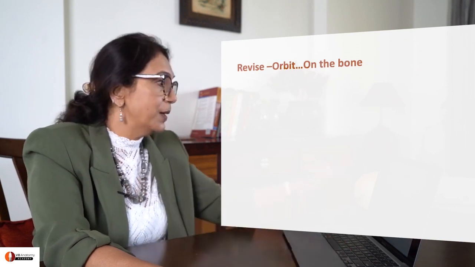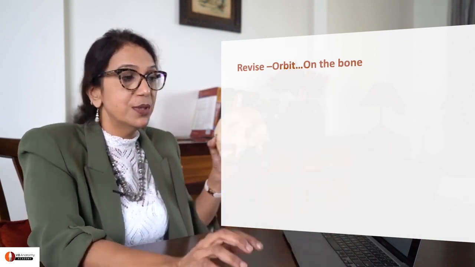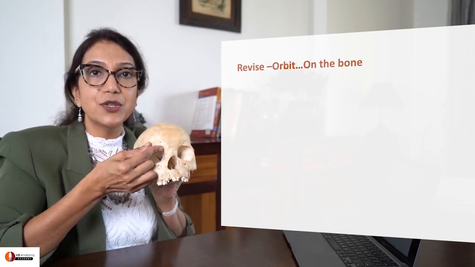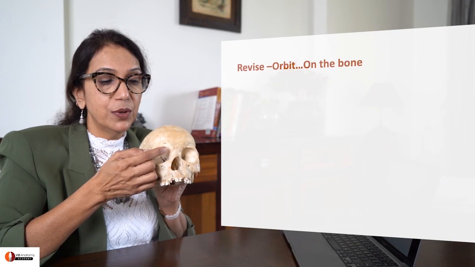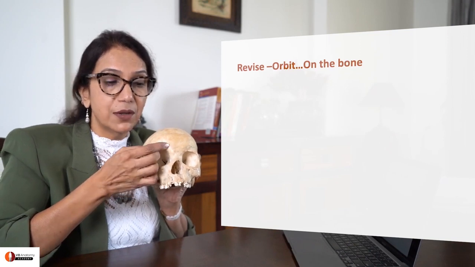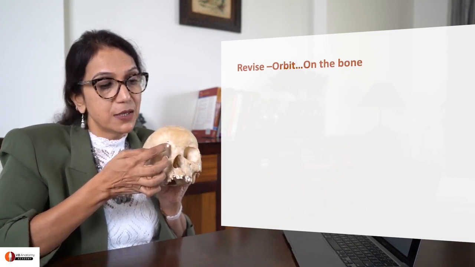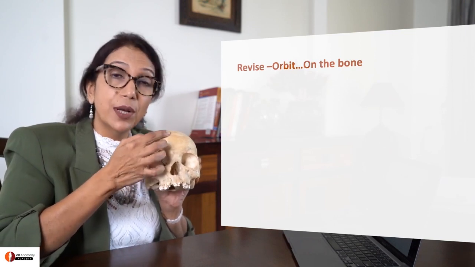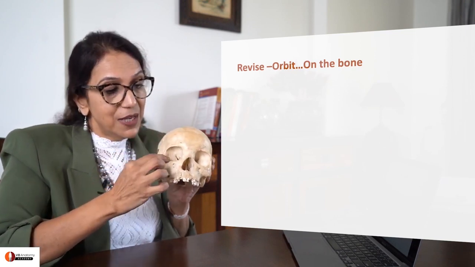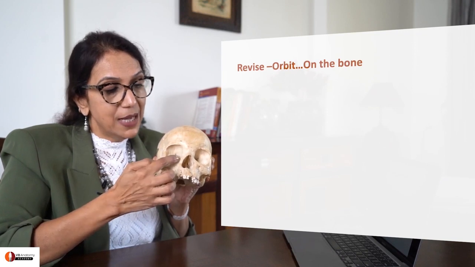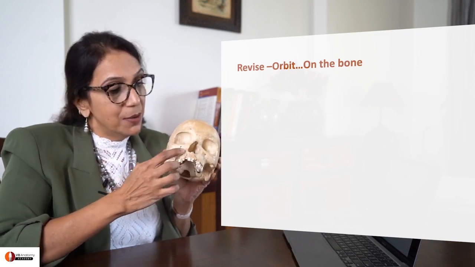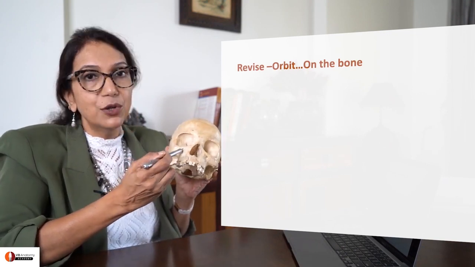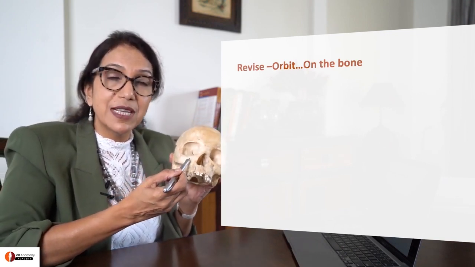Let's revise the orbit quickly on the bone, students. So here is the superior orbital margin formed by the frontal bone. Through this small little notch passes your supraorbital nerve and vessel, medial to that supratrochlear nerves and vessels. Inferior margin formed by maxilla and zygomatic bone. Below that a small foramen here, which is for the exit of inferior orbital nerves and vessels.